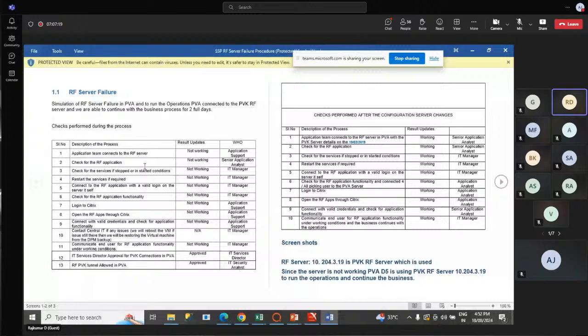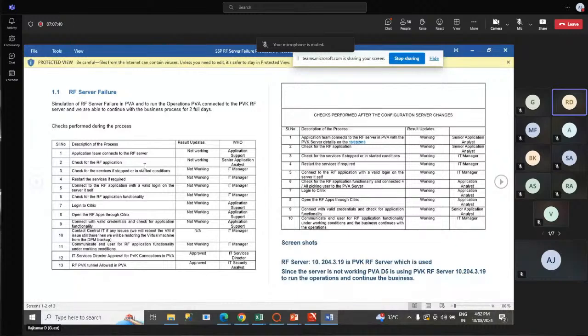We need to get an approval on point number 12 from the director of IT services or the CAO and get it approved. And then you have an option to change the configuration from primary to another option, which is secondary, or change the tunnel configuration so that it will work.